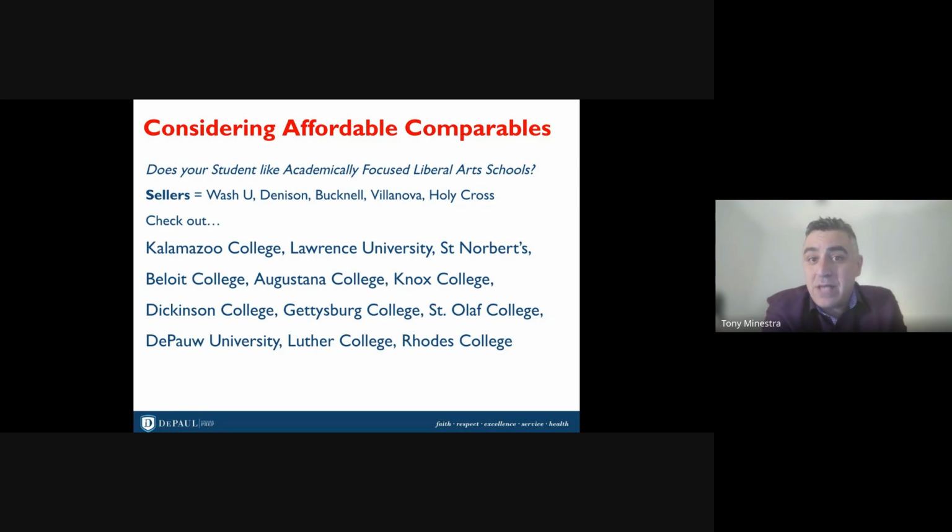Maybe your student likes academically focused liberal arts schools like a Wash U or a Denison or a Bucknell or a Villanova or Holy Cross or a Boston College, right? These are all private schools with price tags north of 75 to 80K, right? Well, if you like the liberal arts experience and we're not focusing our search on big fraternities or big sports, all of these schools I have listed are going to come in with some really aggressive scholarship options. Megan mentioned earlier, private schools are in a different position than public schools, that they're going to be a little more forward in how they try to attract students with their merit aid.